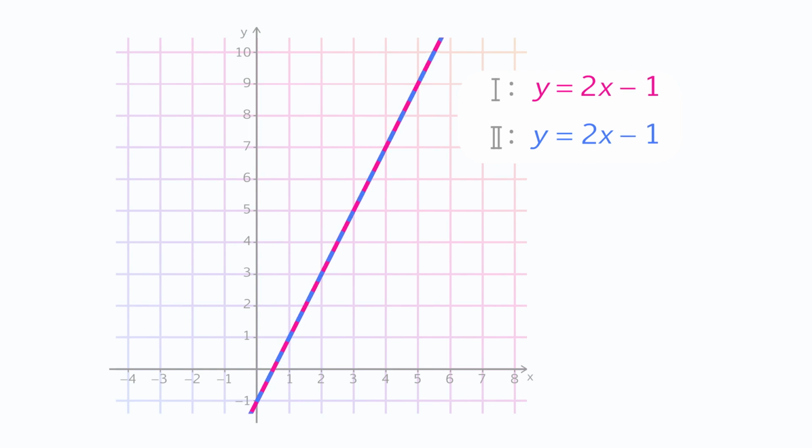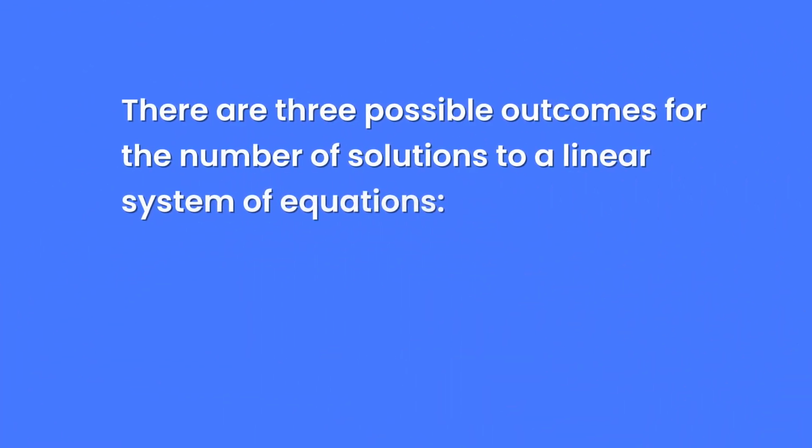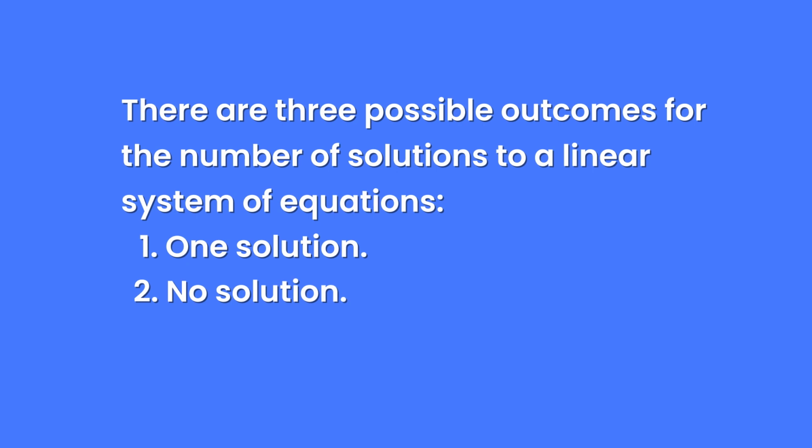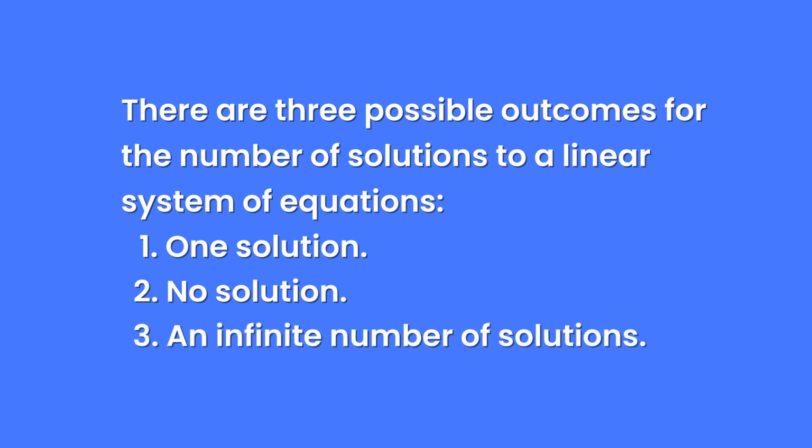When two graphs overlap like this, they actually intersect at all points on their graphs. Recall that a graph contains an infinite number of points. That is why there are an infinite number of solutions. There are three possible outcomes for the number of solutions to a linear system of equations: one solution, no solution, an infinite number of solutions.